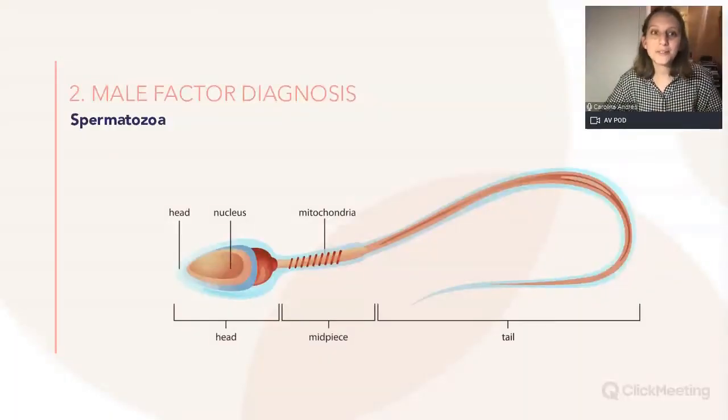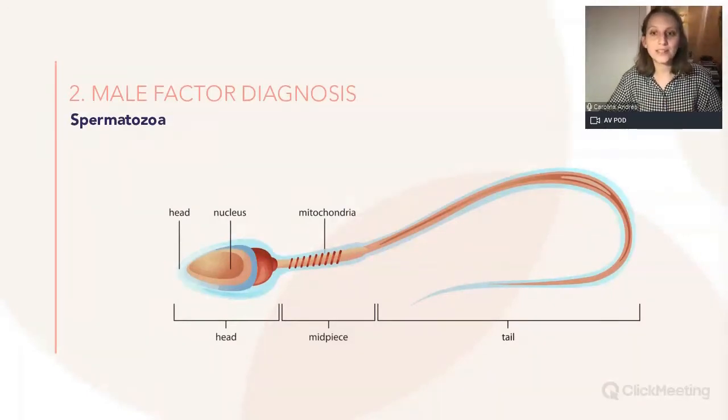So let's start with the male factor diagnosis. The main protagonist is the sperm, as you all might know. This is a simple structure of the sperm. I wanted to point out that it has three important parts: the head, the midpiece, and the tail. These structures are very important for us because we will analyze them in the spermogram.